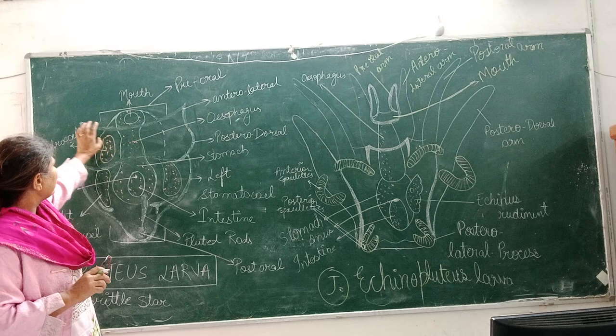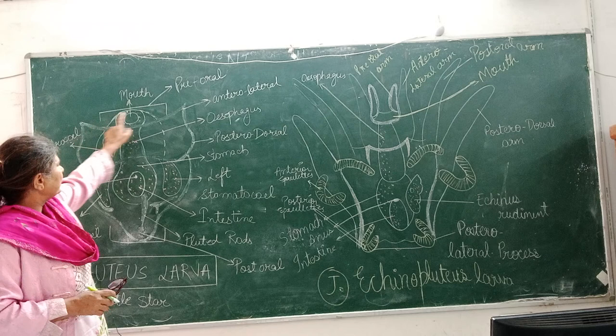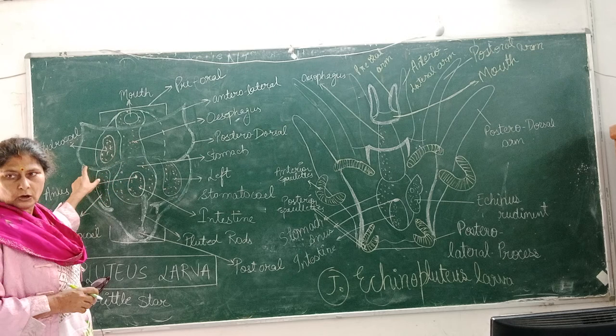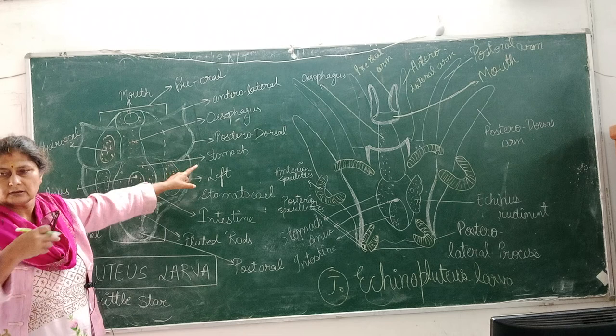They are divided into four portions. The upper one is pre-oral and the lower one is post-oral. Now, these side arms are called anterolateral arms. And below the mouth, on the lower portion, that is called posterior dorsal, meaning they are on the posterior side and dorsal side.